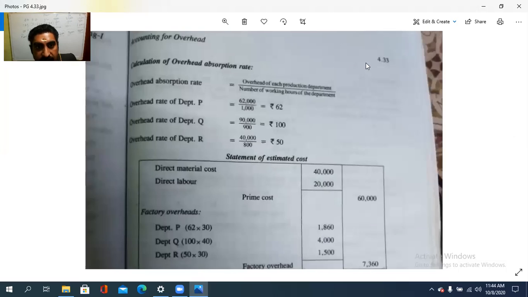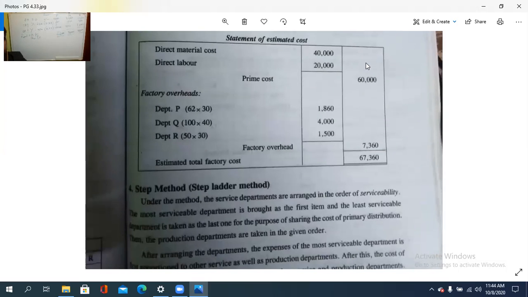Clear? And then the calculation of overhead absorption rate. The overhead absorption rate is 62,000 divided by 1,000, and 90,000 divided by 900. That is in the question itself: the number of working hours of the department. Just divide it: 62 by 1,000, 90 by 900 and 40 by 800. That gives the overhead rate of departments P, Q and R. And the statement of estimated cost, where direct material cost is 40,000, is an addition to that particular problem.